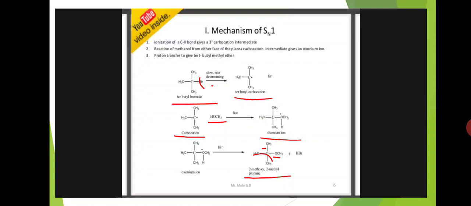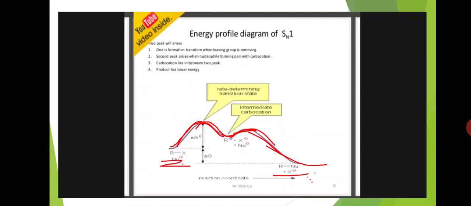In the first step, tertiary butyl bromide loses bromine and forms the tertiary butyl carbocation. This step is the slow step and the rate determining step. Here only the alkyl halide participates, so the rate of the reaction depends only on the concentration of the alkyl halide. Then that carbocation reacts with another nucleophile and forms the product.